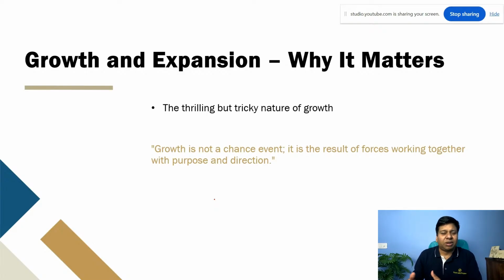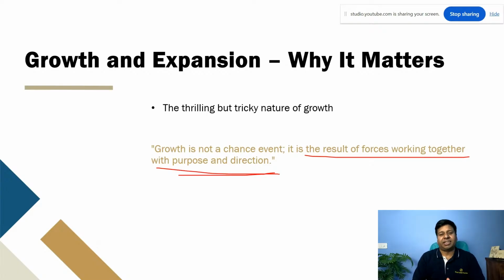But it does not mean that now the work is over. We have introduced the product. We have a very good USP of the product. We have understood our customer. Now the product is there and the product will work itself. No. So that's why growth of a product is not a chance event. It is a result of forces working together with purpose and direction. You are here, it means direction, right? That's why you are moving into the growth aspect.